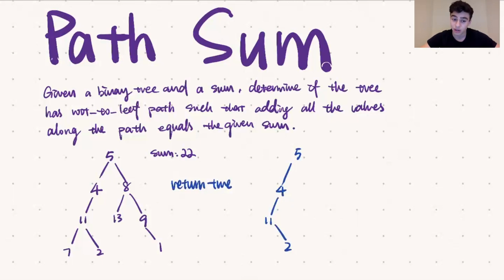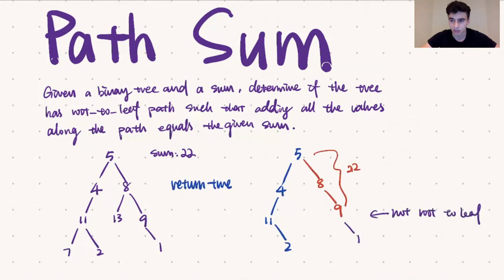What you'll notice here as well is there is another path, 5, 8, 9, that also sums to 22. But if the path 5, 4, 11, 2 did not exist in this tree, we would still not return true here because 5, 8, 9 is not a root to leaf path. That's a key distinction to keep in mind for this question. But anyway, now that we've looked at the example, let's dive right into the question.